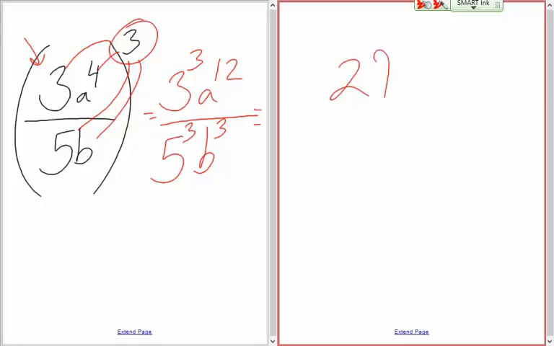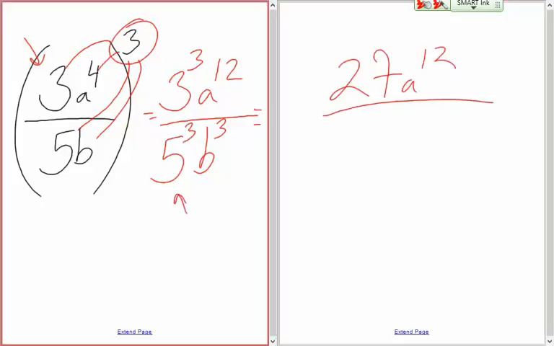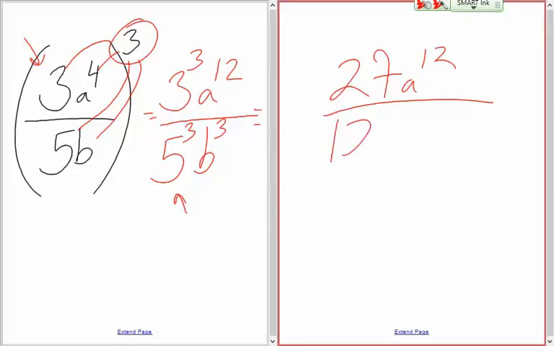So I've got 27a to the 12th. And then let's do this one. So I've got 5 times 5 times 5. So what's 5 times 5? 25. What's 25 times 5? 125. All right? And this would be my answer. Okay? All right. So if it says simplify the expression, this is what it means.